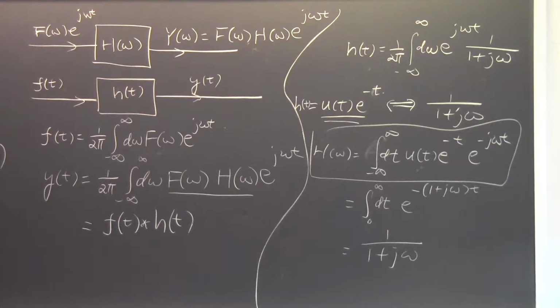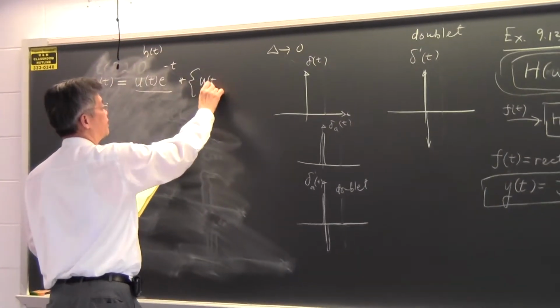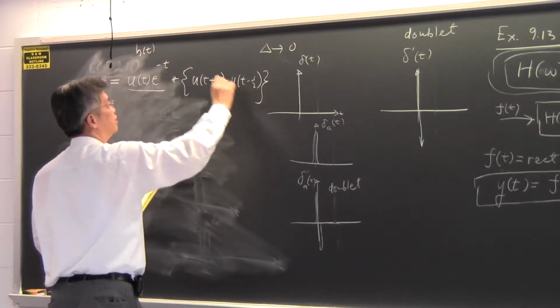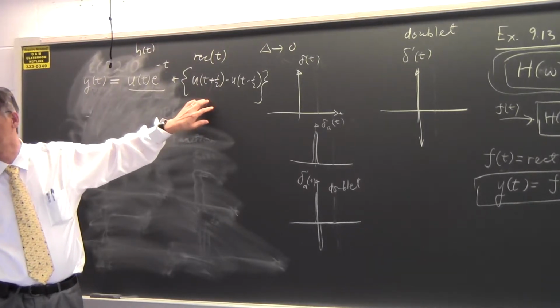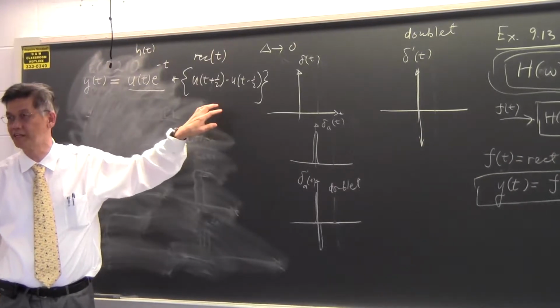So the next thing in this example is to actually do this convolution. Convolution y of t is then equal to u of t e to the minus t, which is my h of t, convolving with the input. The input can be written as u of t plus half minus u of t minus half. This is just my rect of t. Is it clear that the rectangular function, which is a box function, can be written as the difference of these two functions? Is this clear to everybody?